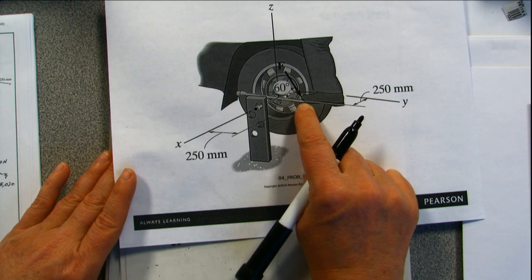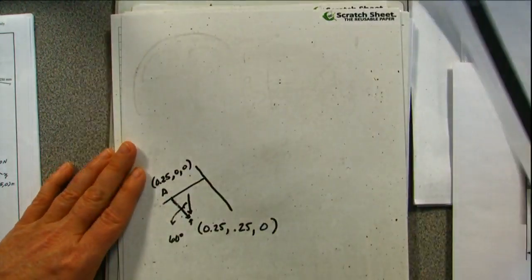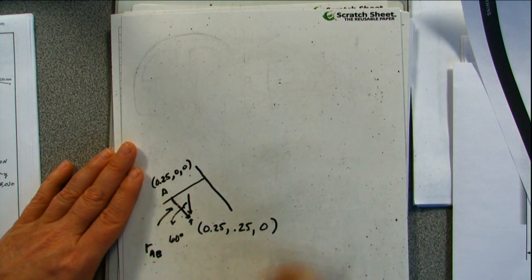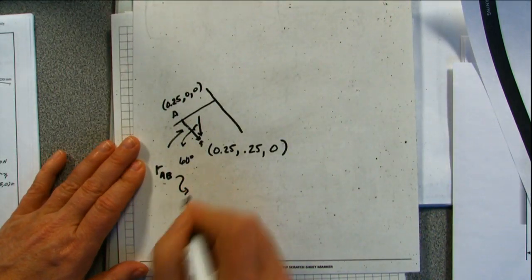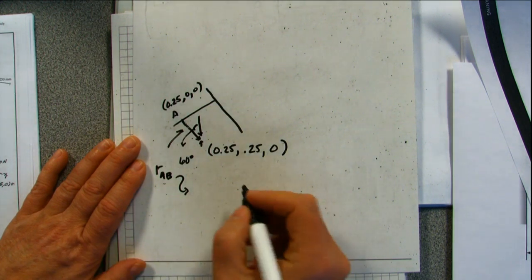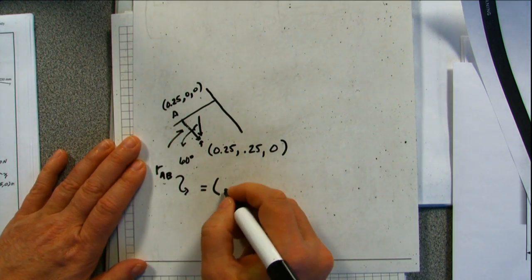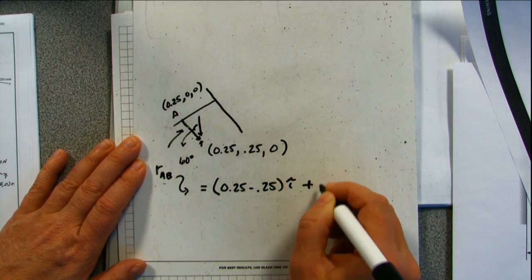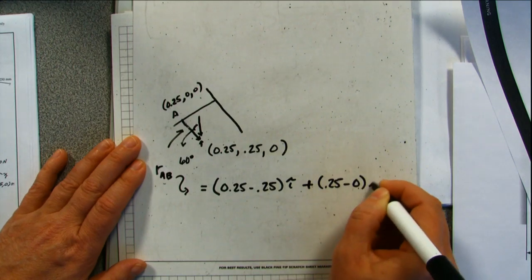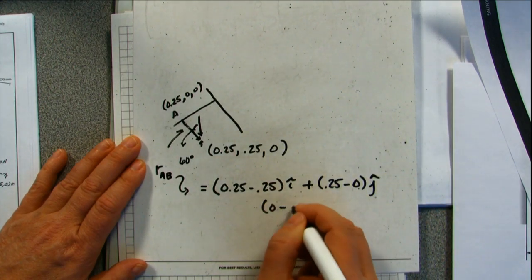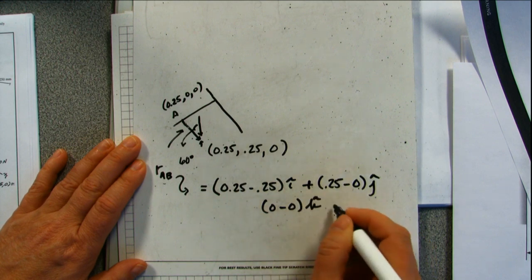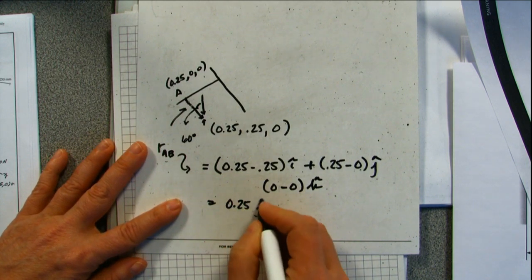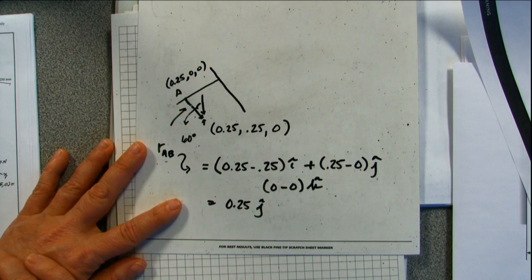So everybody comfortable with those two position vectors? And this becomes RAB. As Brandon did one time when we were doing one of these, he went ahead and used the technique where you take your 0.25 minus 0.25 in the i direction, plus your 0.25 minus 0 in the j direction, and then 0 minus 0 in the k direction to get the difference between my two points, and that gave me 0.25 in the j direction. You could have also done this one by inspection.